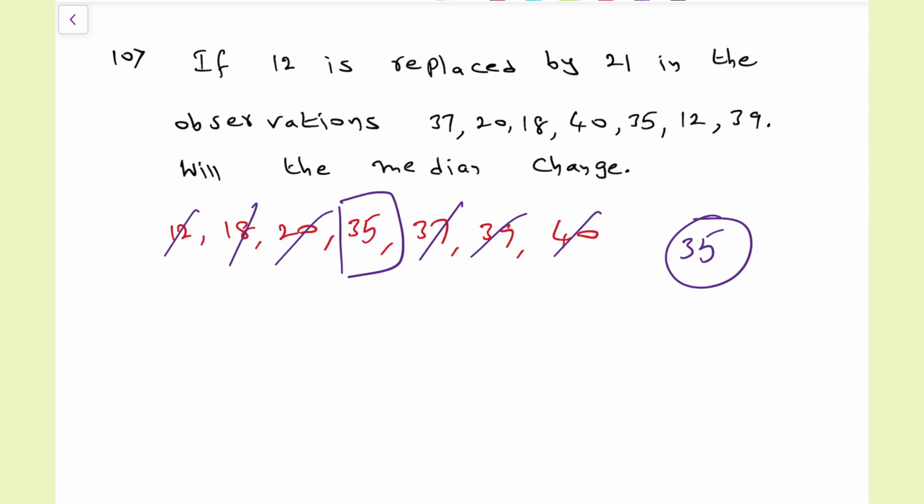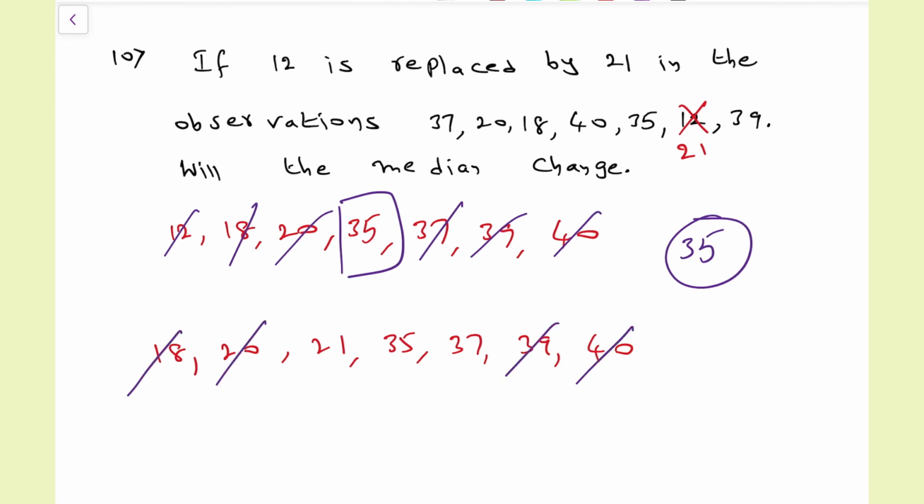Now next, what is it saying? If 12 is replaced by 21. So now the number 12 is not there at all, so we need to replace that with 21. Now again let us write those in order. 18 will come first, then 20, then 21, then 35, 37, 39, 40. I replaced 12 with 21. Now what will be the median again? First number, last number, second, second last, third, third last. So the median again is 35 only. So if 12 is replaced by 21, the median is not changing.